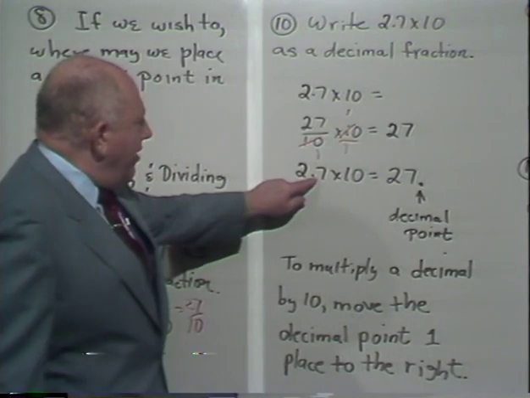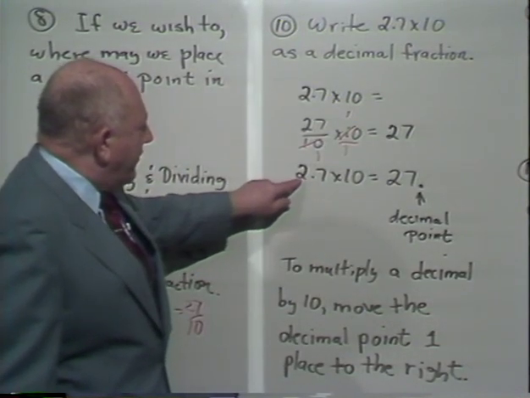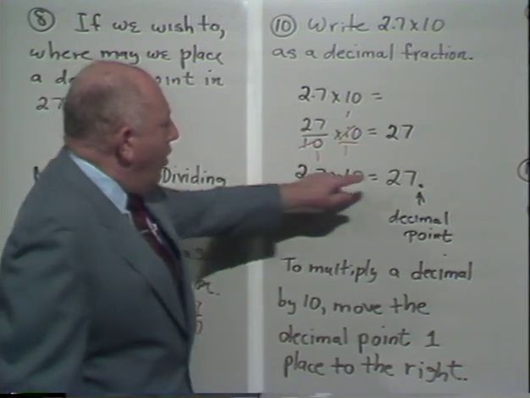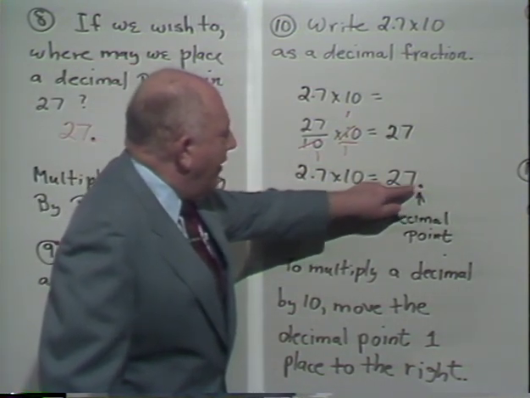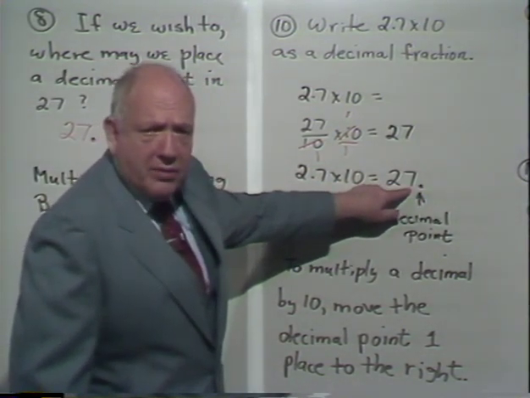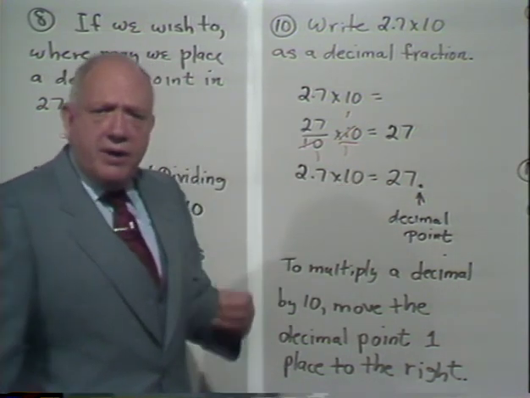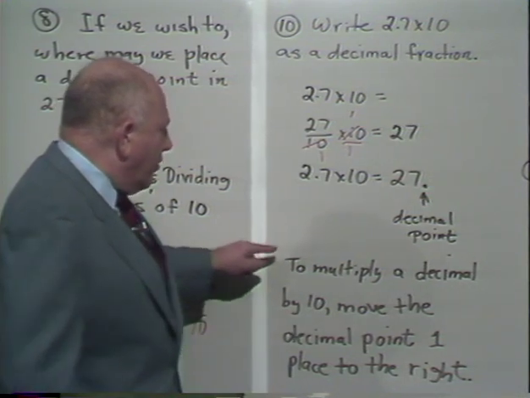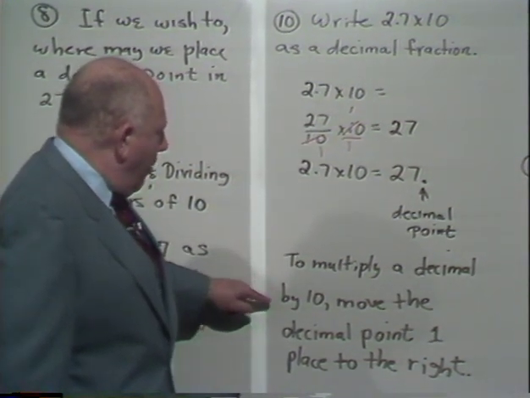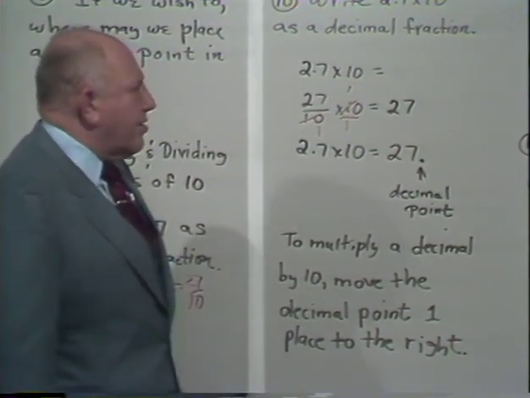You see that? The 2 was immediately to the left of the decimal point. That made it 2 ones. When I moved the decimal point over here, the 7 now occupied the 1's place, and the 2 occupied the 10's place. See, the 2 ones became 2 tens. In any event, to multiply a decimal by 10, move the decimal point one place to the right.